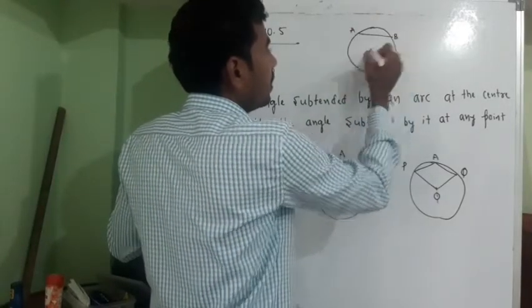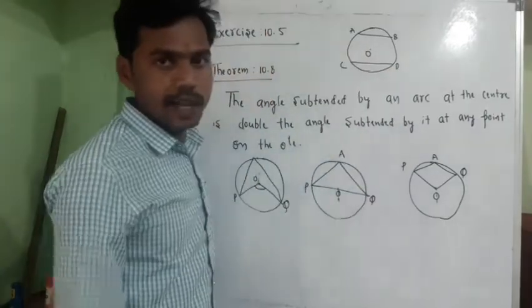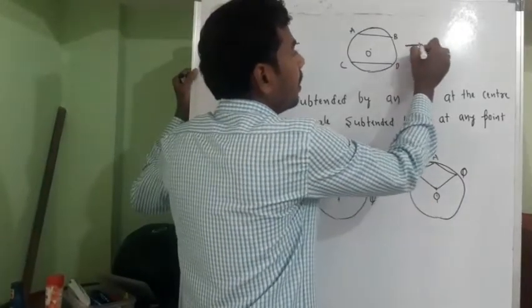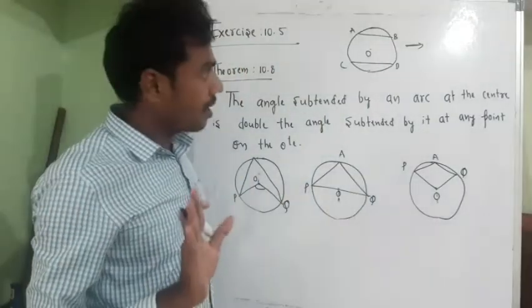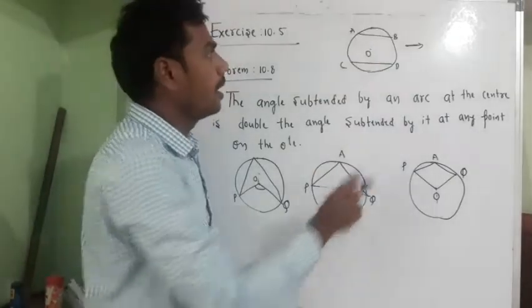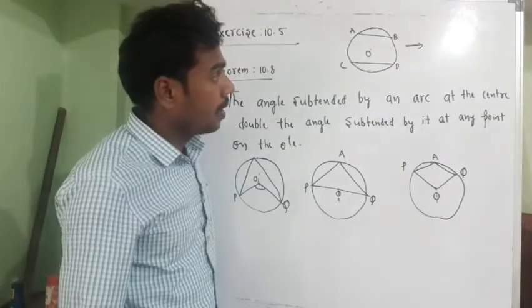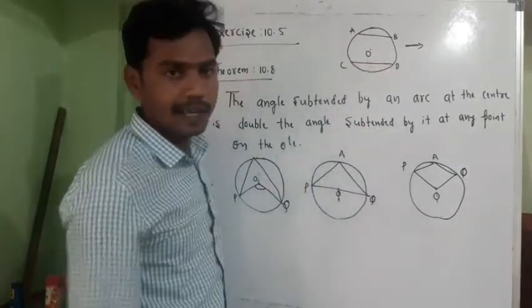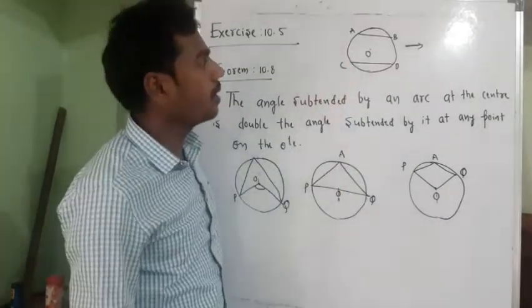AB and CD are the two chords. See, if arc AB and arc CD are congruent, then chord AB will be equal to chord CD. In converse, if chord AB is equal to chord CD, then arc CD will be congruent to arc AB.